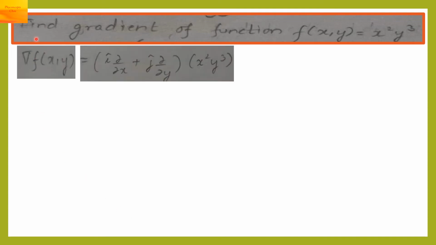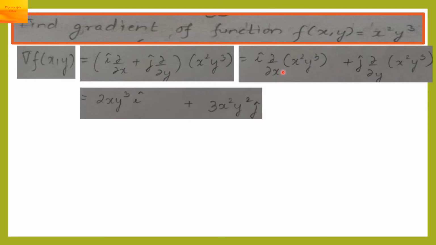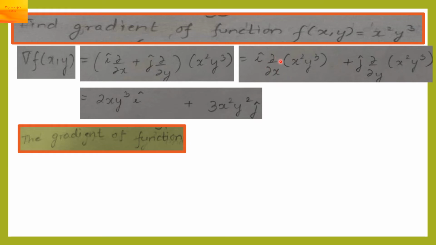Next problem: you have to find the gradient of the function f, which is given as x square y cube. So again we find the gradient of this function f by substituting the del operator and the function. Then we open up the brackets here as we had seen in the problems in the earlier slides: i cap del by del x of x square y cube plus j cap del by del y of x square y cube.